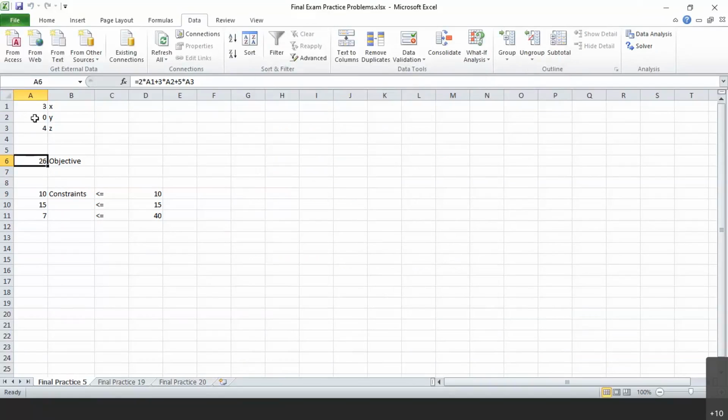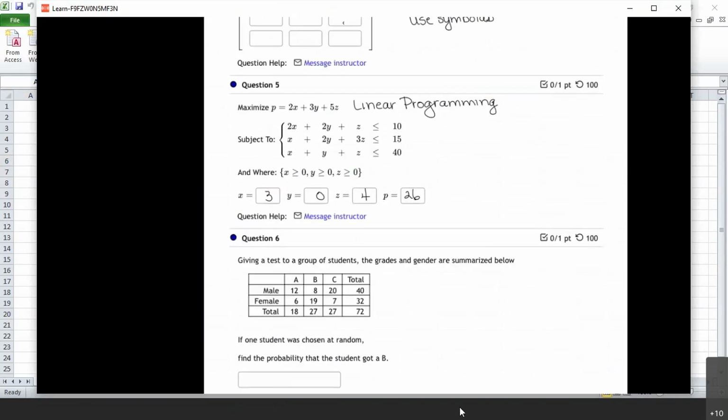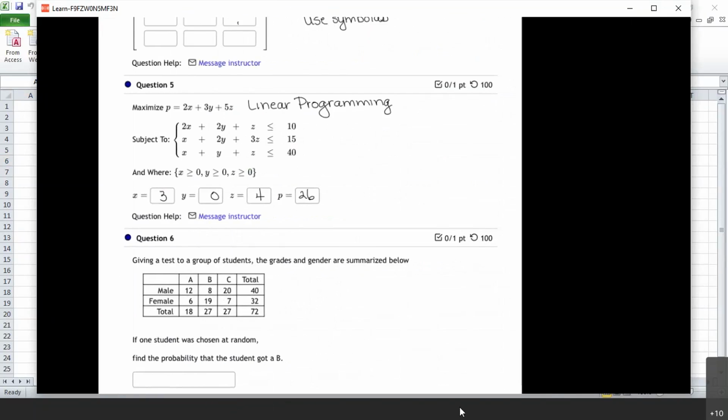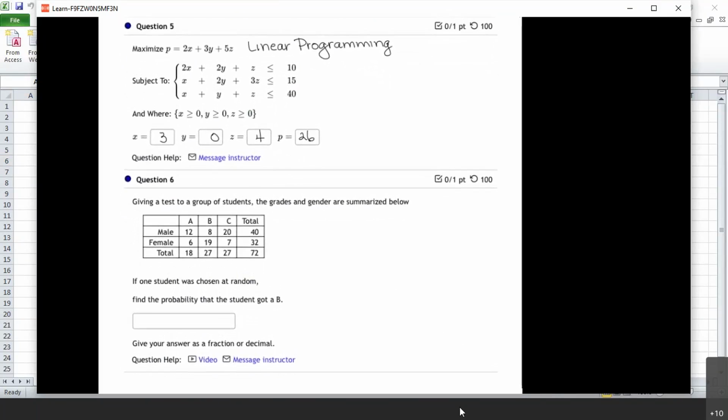I'm going to keep the Solver solution. You can see my variables X, Y, and Z are 3, 0, and 4, and the value that I maximized the objective to was 26. So when you go back to your notes, this is the way you're going to type it in. It will work graphically, but the idea behind Excel is that it's faster. Any questions about this one?